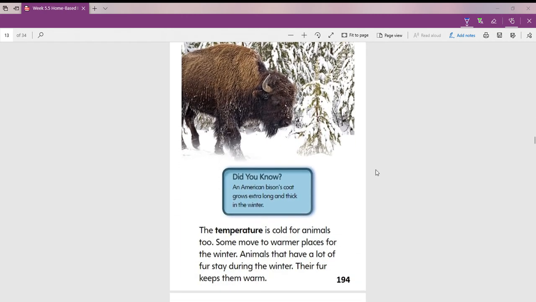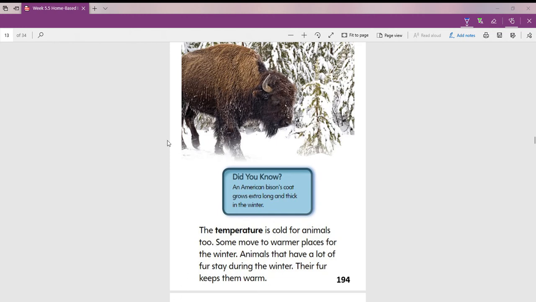Oh, look at this beautiful animal. Let's read the Did You Know. Did you know an American bison's coat grows extra long and thick in the winter? So his coat, su pelaje, it grows longer, crece más largo, or it grows thicker, más grueso, in the winter. Why do you think that happens? Why do you think his fur, his coat, grows longer and thicker?